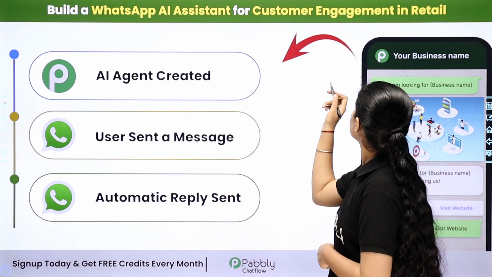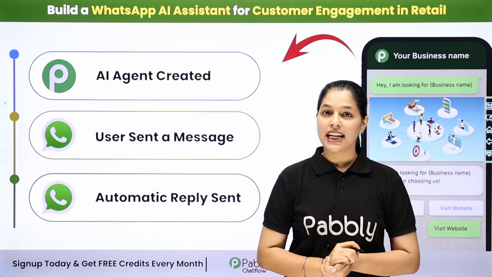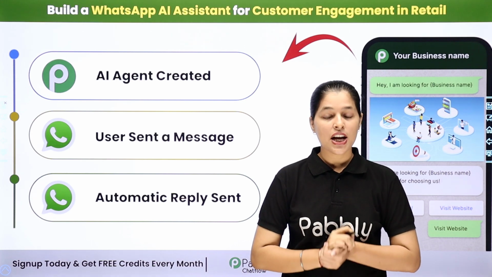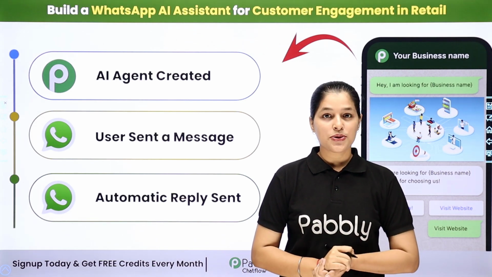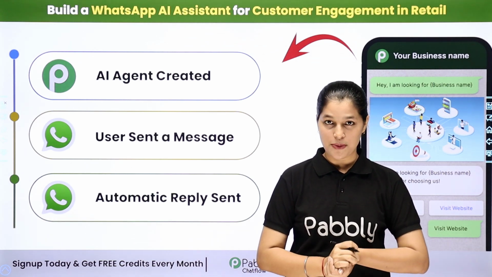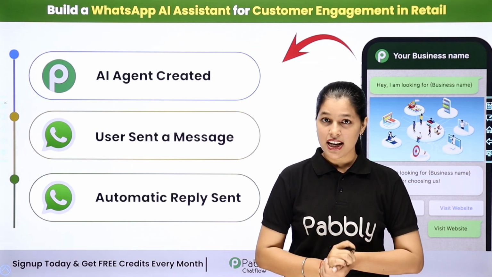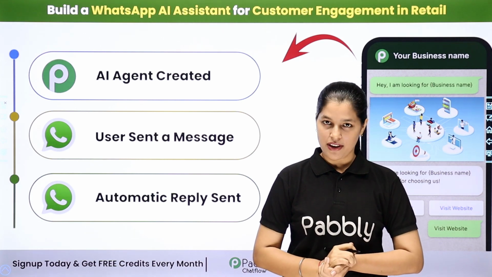for customer engagement in retail. So I run a retail business and want to create an AI assistant on WhatsApp to help my customers with product availability, order status and placing the order. In this video I am going to show you the step-by-step process of how you can create an AI assistant for your business, which is going to handle customer queries 24/7 and provide them details on the basis of the knowledge base you have provided to it.